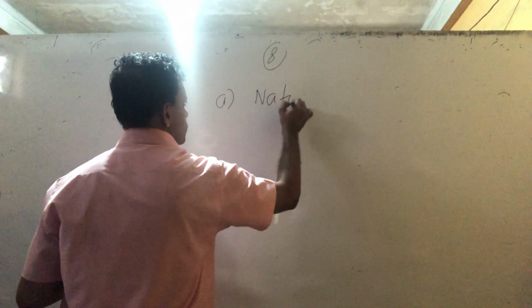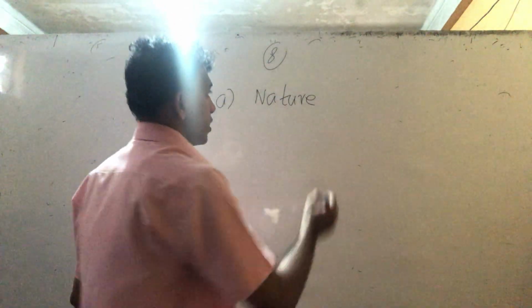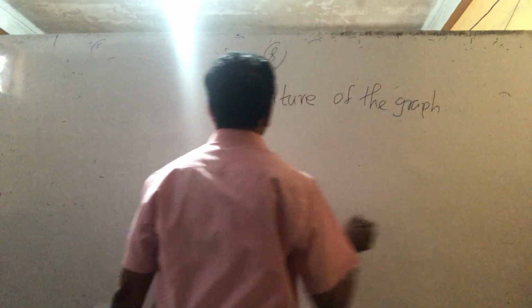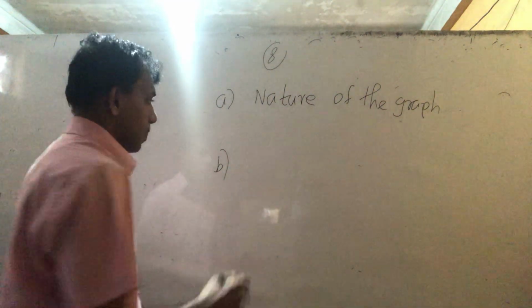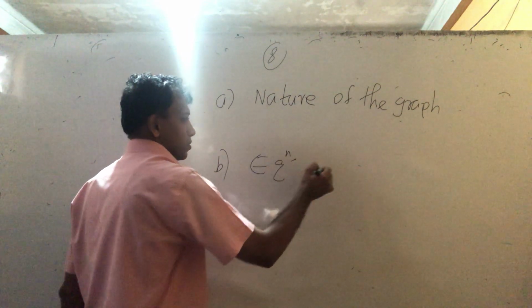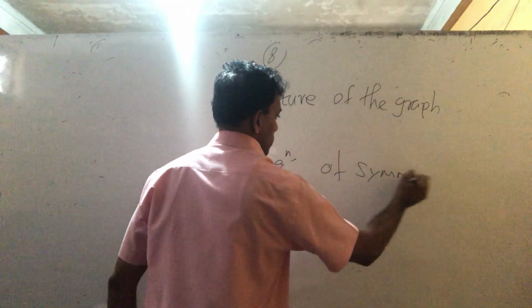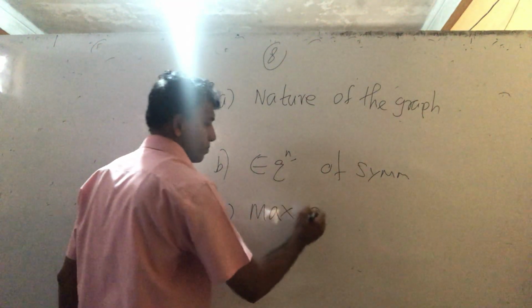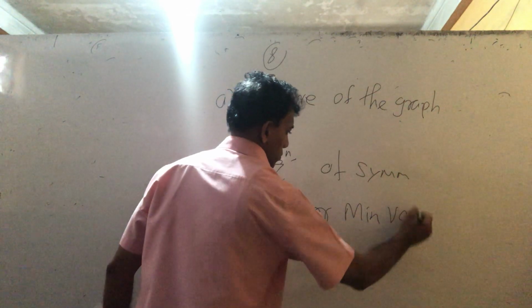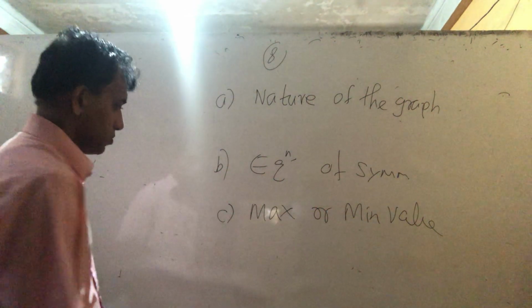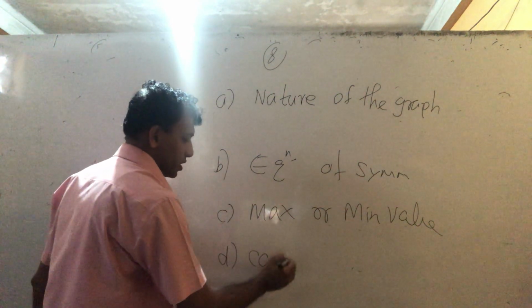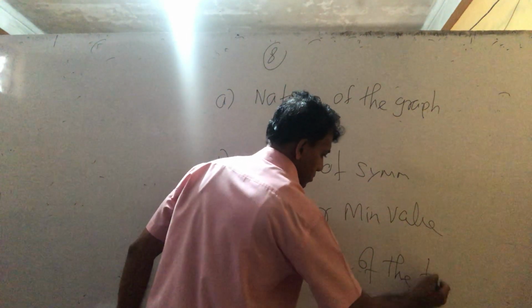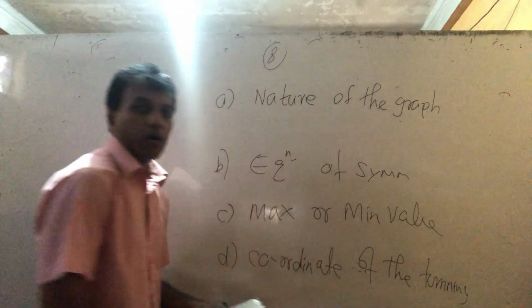Nature of the graph, equation of symmetry, max or minimum value, last part, coordinate of the turning point.